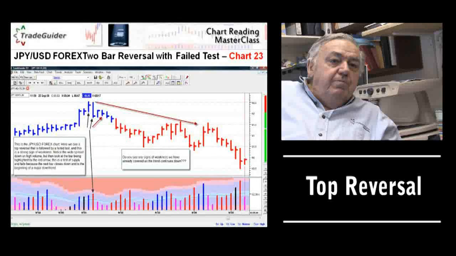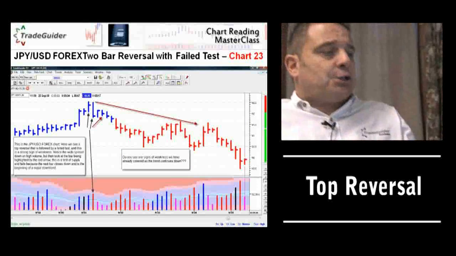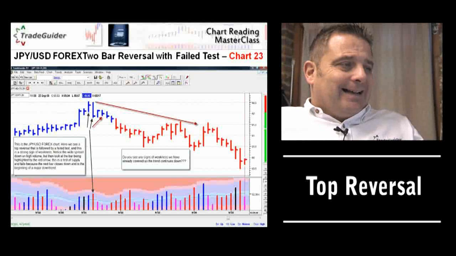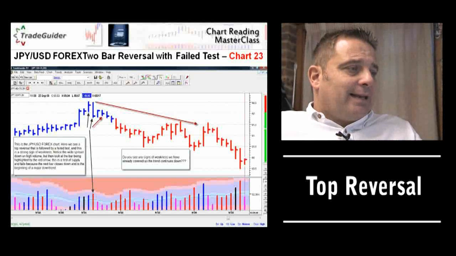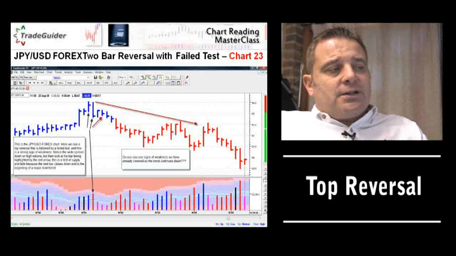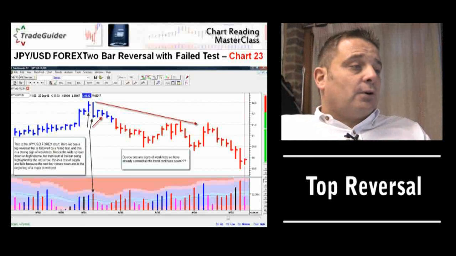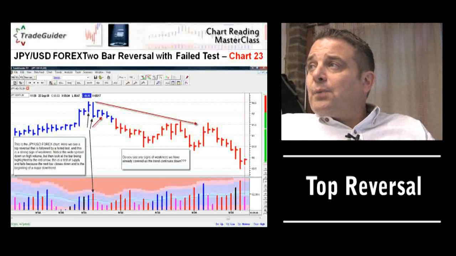Well, let's look at this one in here. This is the Japanese yen. It's a 3-hour chart. Again, this had some great principles on it. We'll start off with the arrowed bars that you can see. Now, Philip, this is the first bar chart that we've shown where we've actually got a failed test here after we've got the 2-bar reversal, which is a strong sign of weakness.